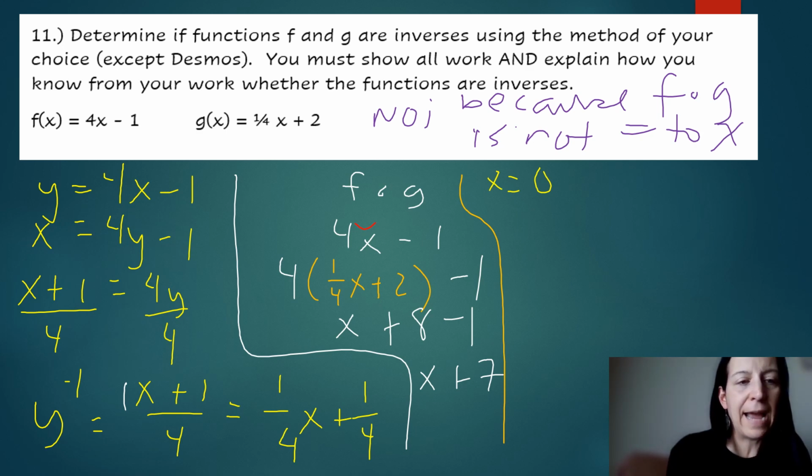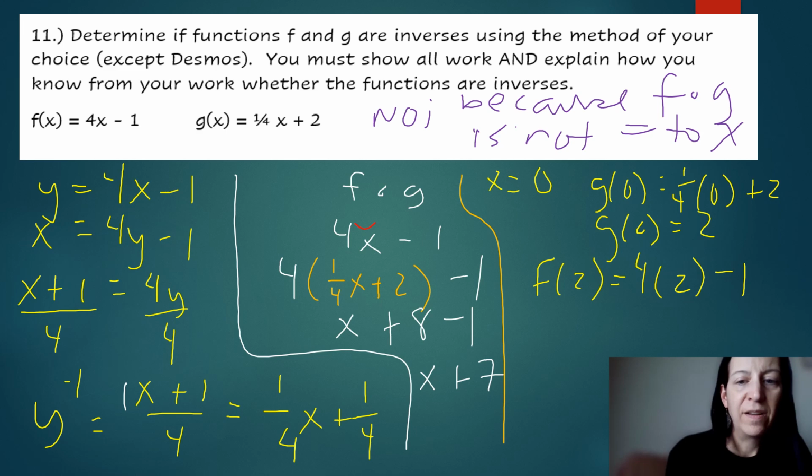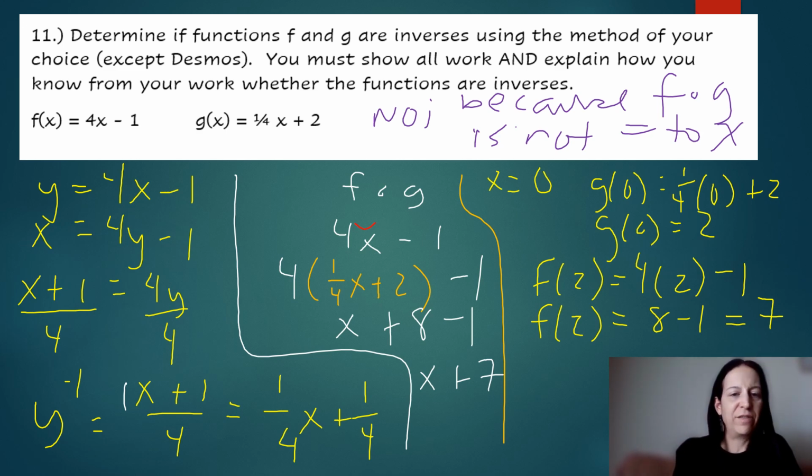So I'm going to plug in, actually I'm going to do it this way. I'm going to do g of 0, because mostly I'm doing that because I don't want to deal with that fraction. Plus 2, okay. And then 0 times 1/4 is 0, and g of 0 is 2. Now, if I take the 2 and I plug it into f, I get 8 minus 1, and I end up with that 7, okay? Which is interesting. I'm seeing a pattern there, but it might be coincidental. I don't know. It's the problem with this strategy.